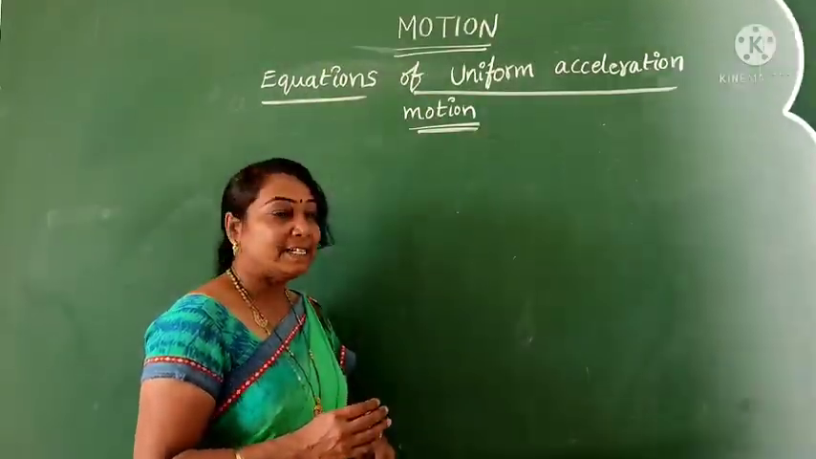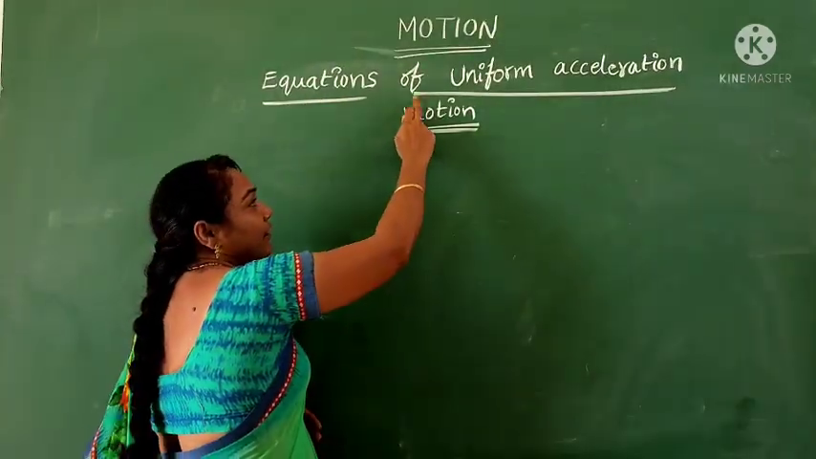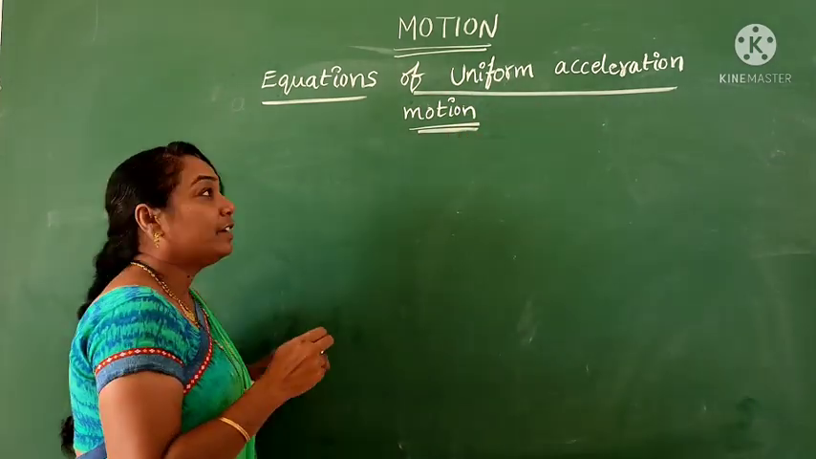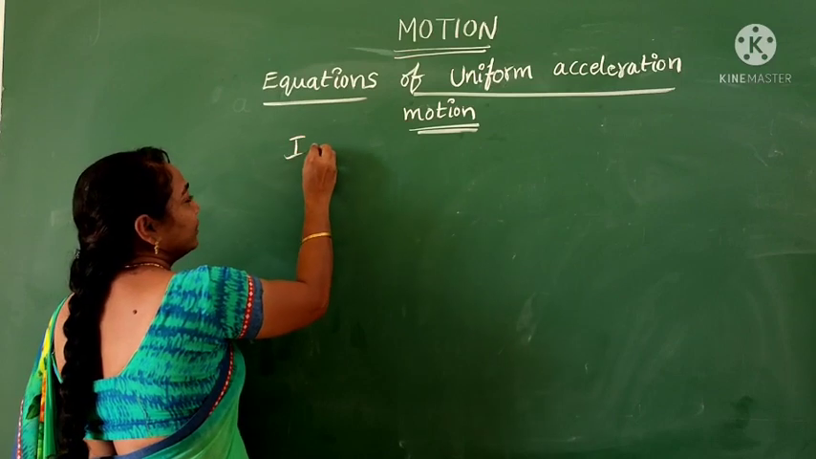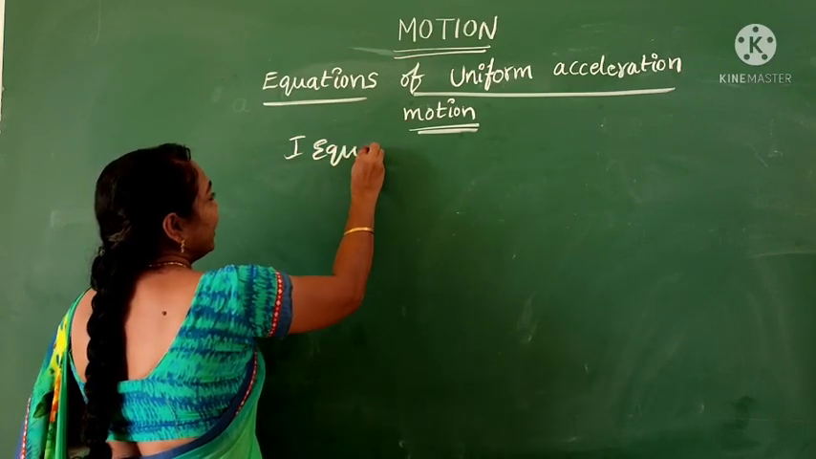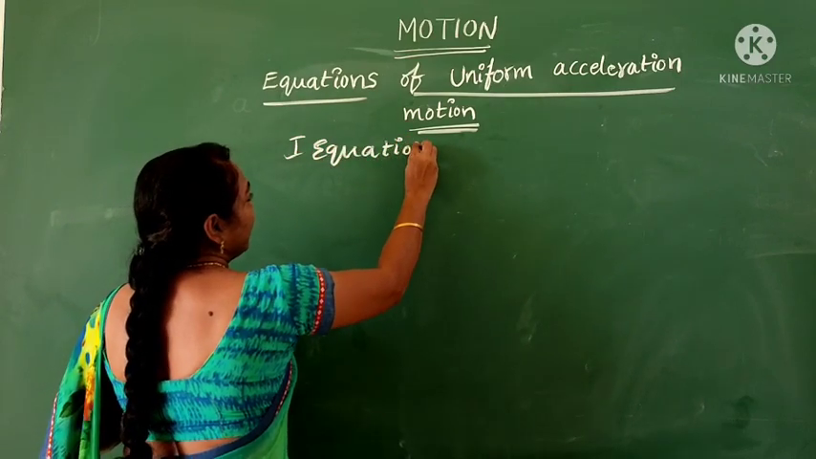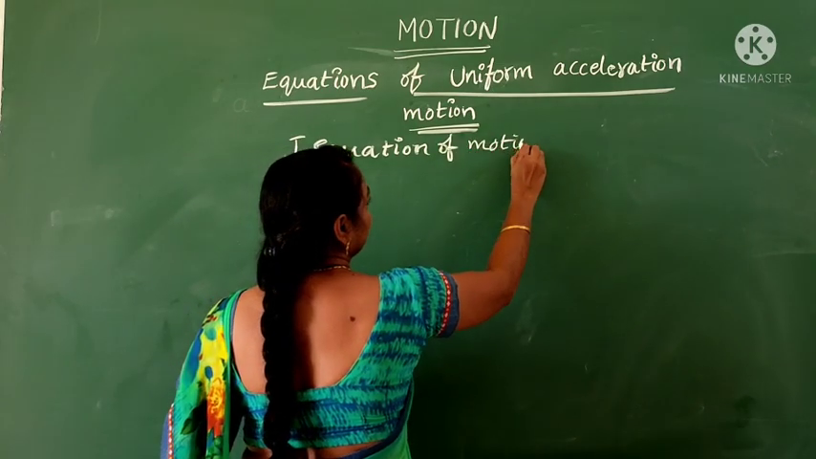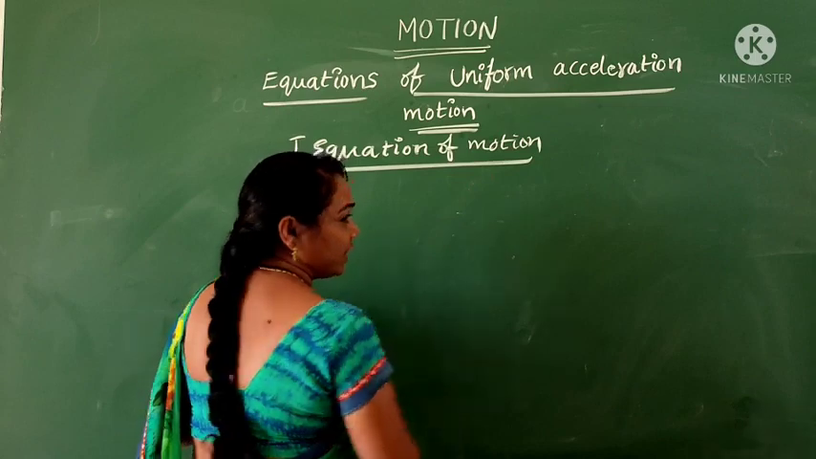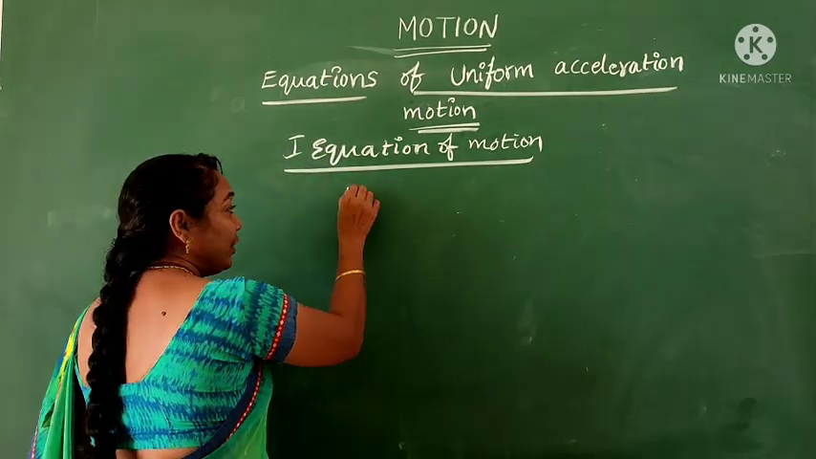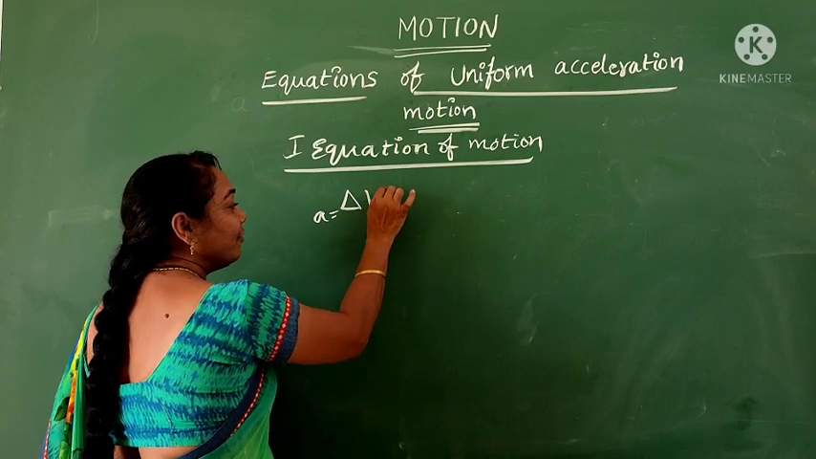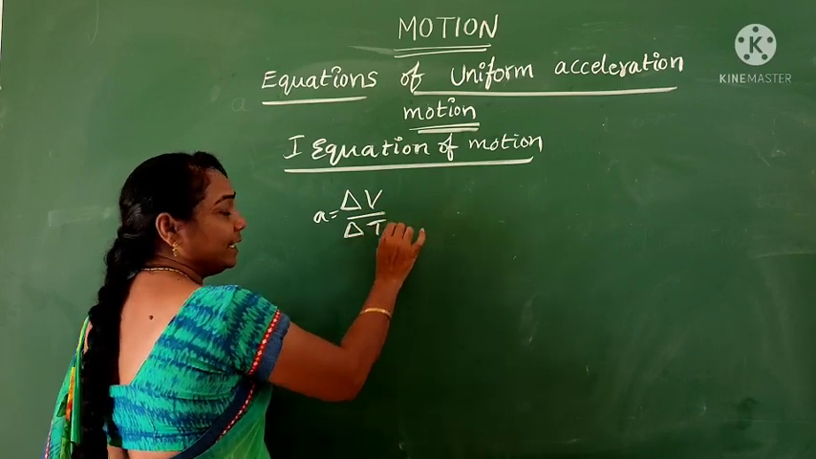Now, let us learn equations of uniform acceleration motion. Now, the first equation of motion. We learn about the first equation of motion. Already we know that. What is that? a equal to delta v by delta t.